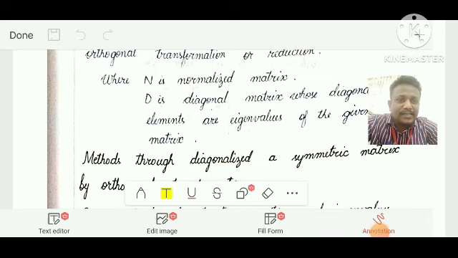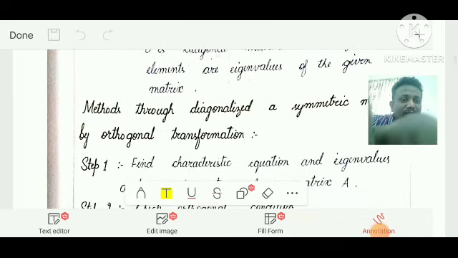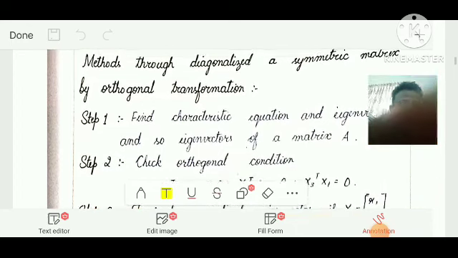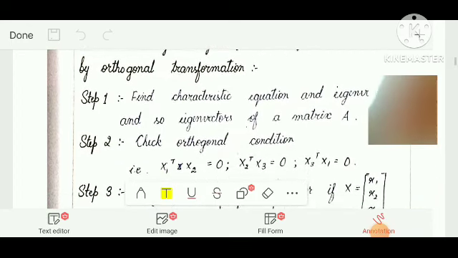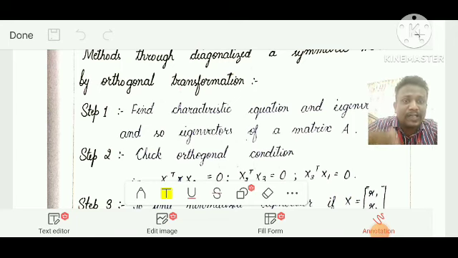Now let us discuss how to solve the problems. There are several methods to solve this problem. Let us discuss them one by one. First, we have to find things as usual. What are the things that we have seen in our previous video? I mean, to find eigenvalues and eigenvectors. What are the steps that we have followed? All those steps we have to follow here also.